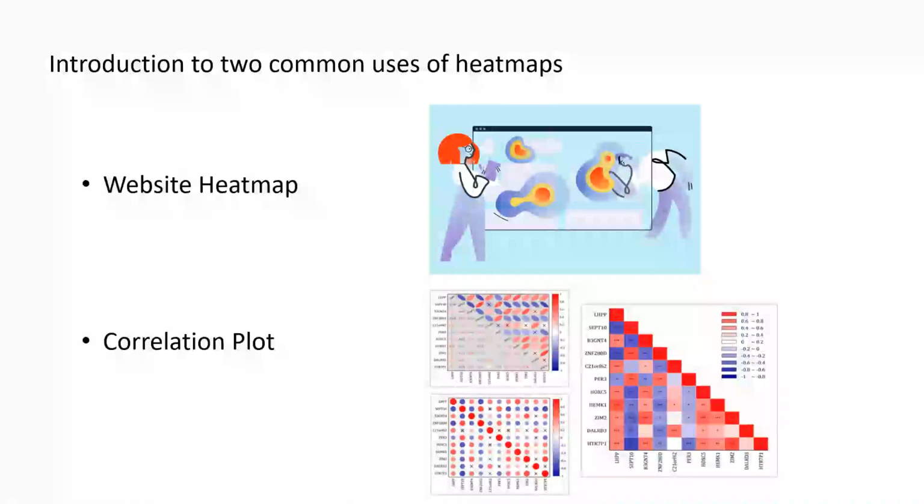In this video, we will introduce you to two common uses of heatmaps. The first one is website heatmap. This one's more complicated, and we will just give you a brief idea of what this application is and how it is often used, but we will not give you the detailed demonstration of how we can do it ourselves. And the second one is correlation plot. And this one is fairly simple, and we will give you concrete examples of how to create your own correlation plots.